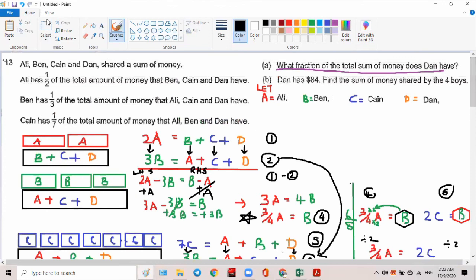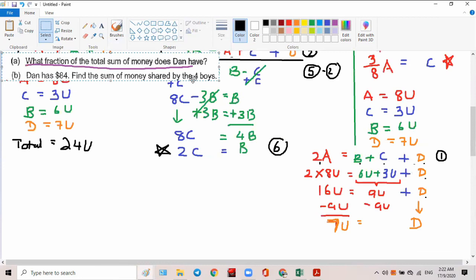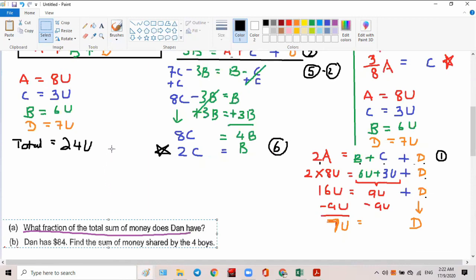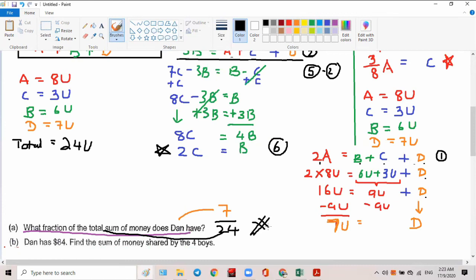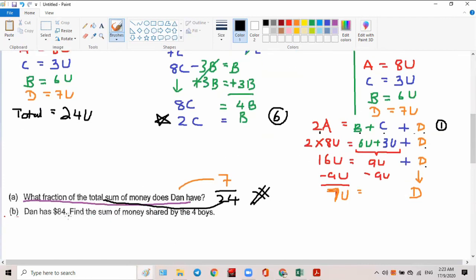Let me just copy the question down here so that we don't have to toggle up and down. The question asks, what fraction of the total sum of money does Dan have? So Dan has 7 units, where the total is 24. So the answer would be 7 over 24. That's your first part.